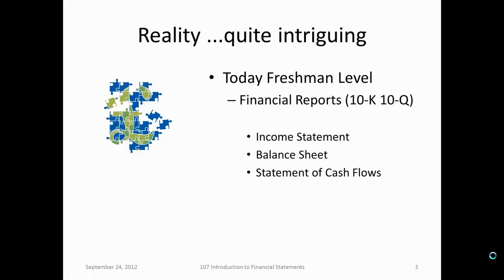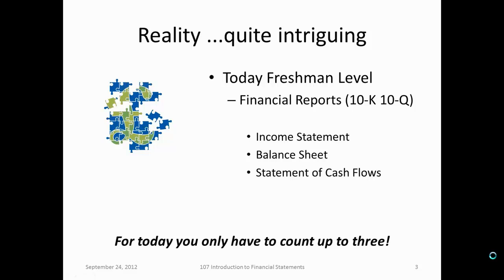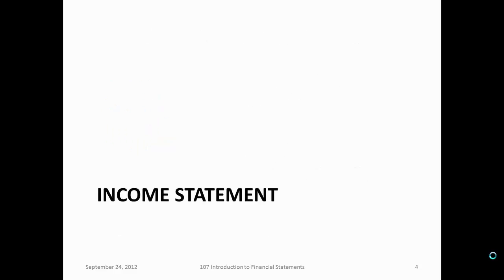So today we are doing the freshman level of financial statements, and you're going to learn that accountants must only be able to count to three, as it seems like everything is either in three parts or two parts. But with that aside, let's get started. We're going to go first to the income statement.